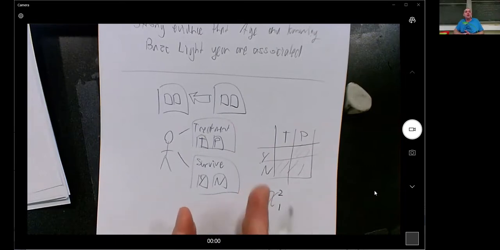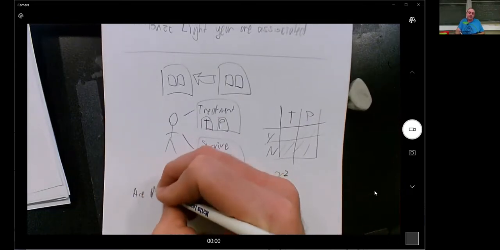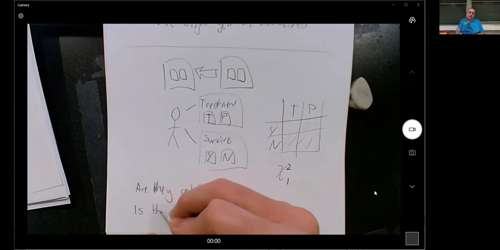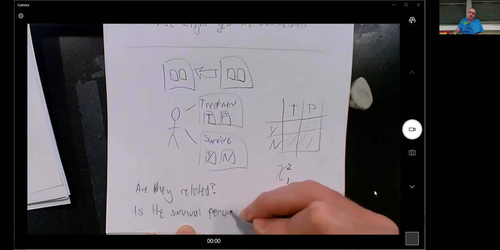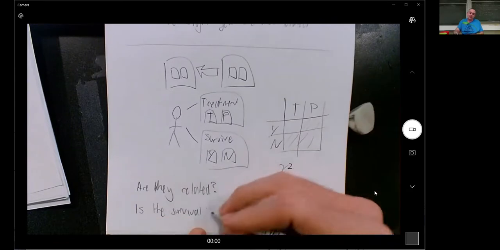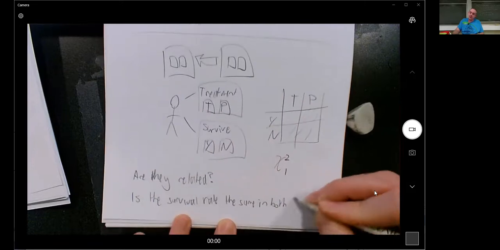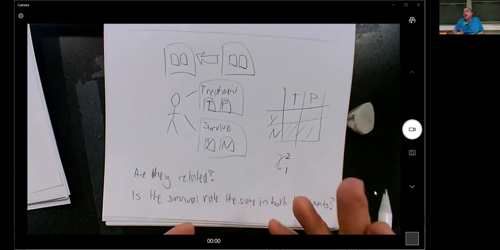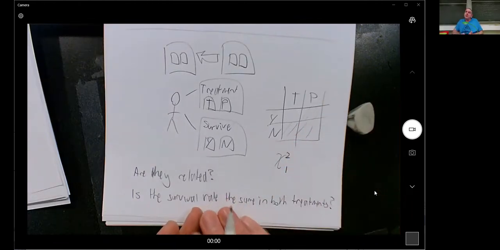But you've done situations like this in other things, because instead of asking, are they related, you could ask, is the survival percentage, I guess they call it a survival rate, the same in both treatments? You could ask that question, and it's the same question, really. If the survival rate is the same in both treatments, then they're not related. But this question, you've already been given a test that does that, and it was the Z test for 2 proportions.